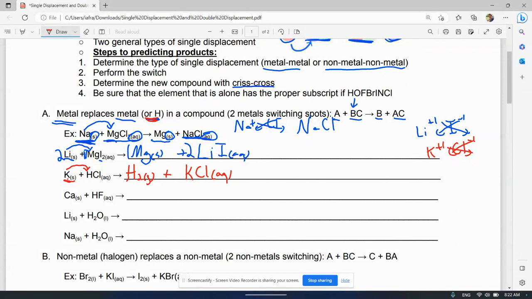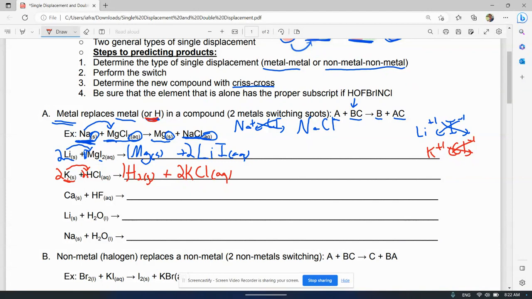You could balance it. You have 2 H's on the right side. So you got 2 H's on the left side, you put a 2 there. But now there's 2 chlorines, so we need 2 here to get 2 chlorines. But now there's 2 potassium, so now we need a 2 here. So we have 2, 2, 1, and 2. And there we have our single displacement.